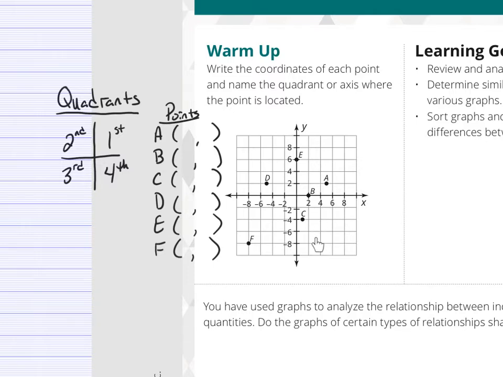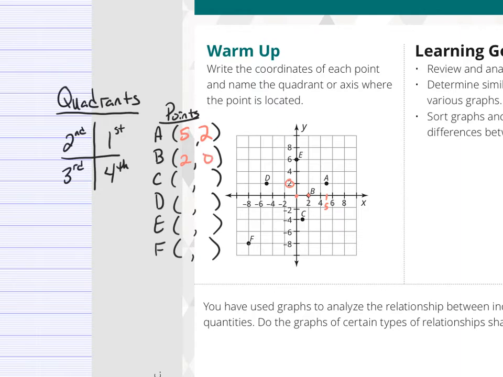and C is the only point in the fourth quadrant. Now, just as a quick review, A looks like it's on the x-axis at 5 and on the y-axis at 2, so that point is (5, 2). B looks like it's at 2 on the x-axis, and on the y-axis it's at 0 right here, so (2, 0).